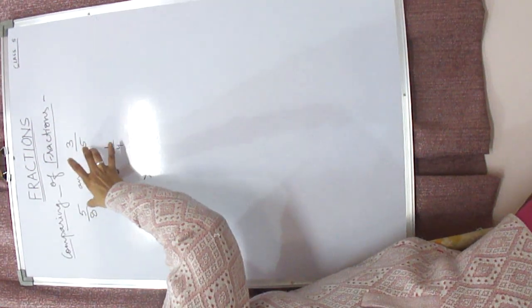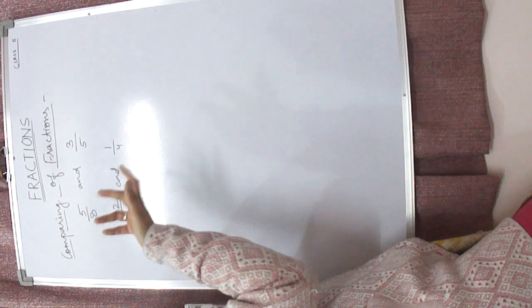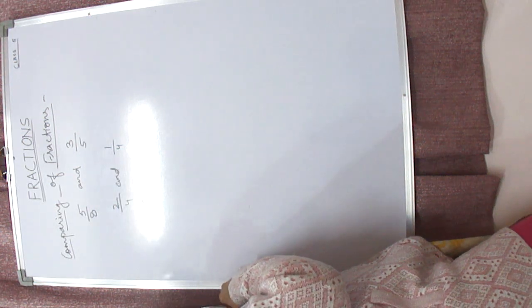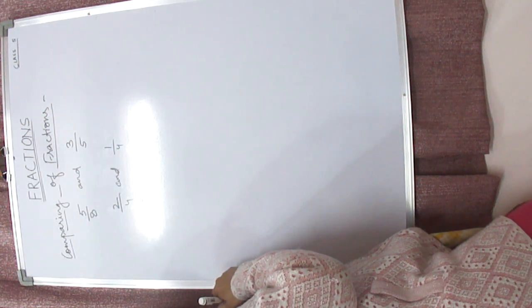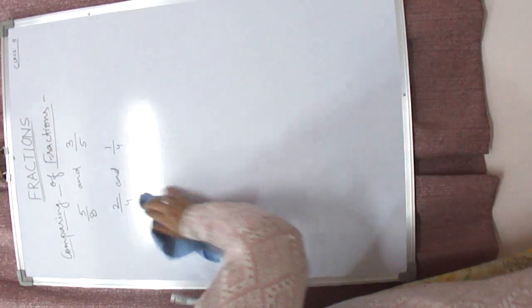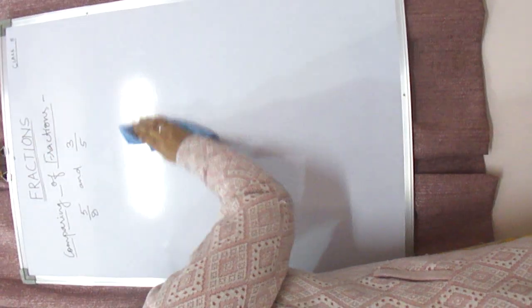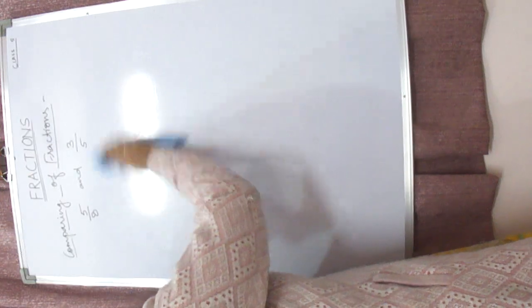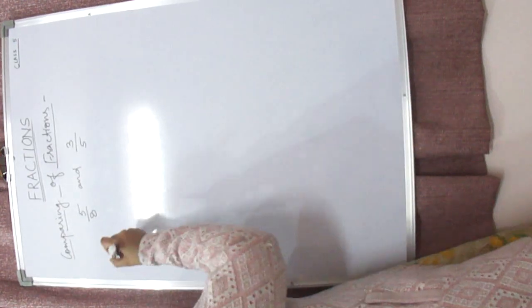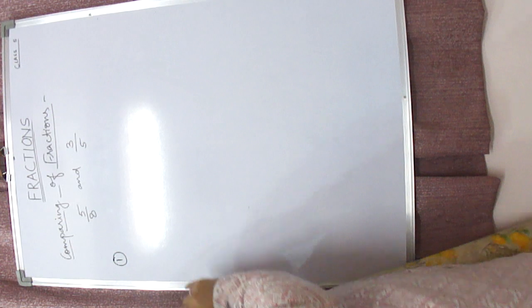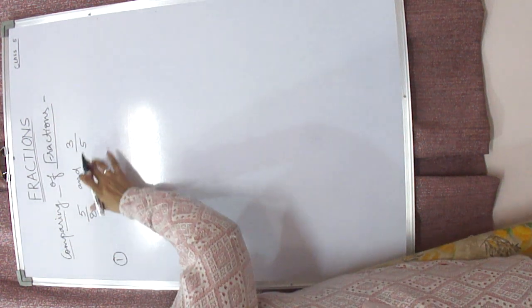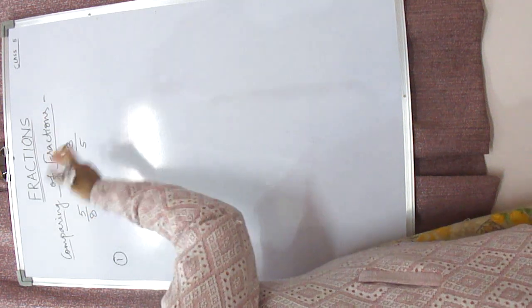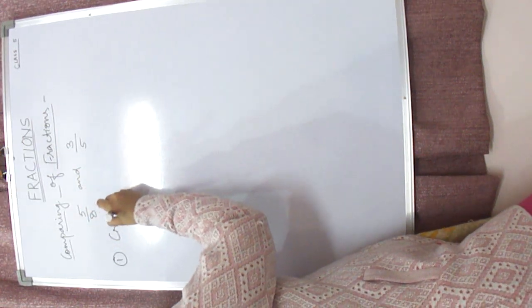But where denominators are different, how are you going to tell which one is greater and which one is smaller? So to tell that, we have two methods. The first method is called making them into similar ones. Okay, first method is called cross multiplication method.